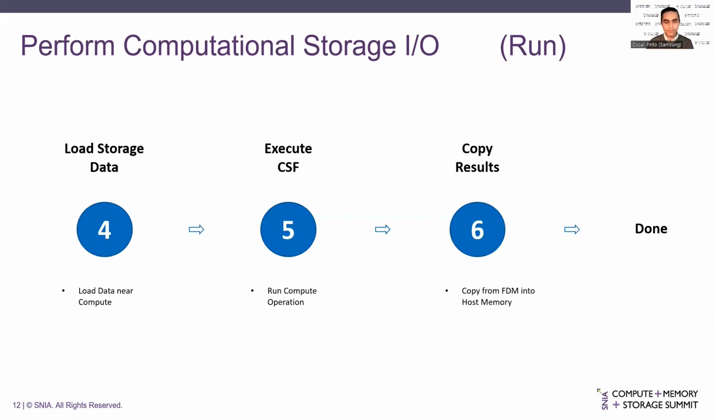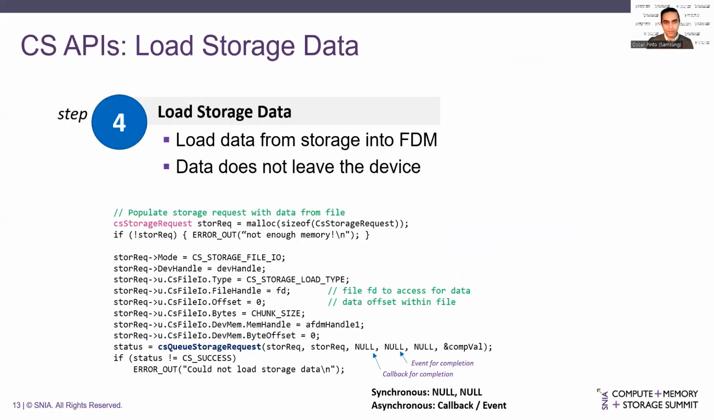Again, 3 steps: load storage data, execute the CSF, and copy results. With these next 3 steps, you are done with computational storage I/O. So let's walk through each of these steps and see how we can go about it. Step 4 is loading storage data. For that, we use queue storage request as your API.